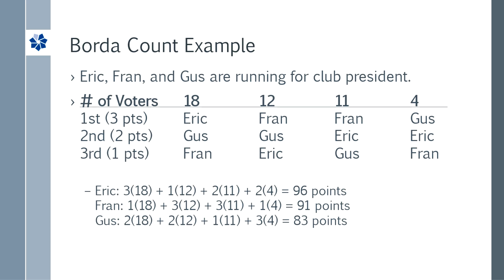Eric received 3 points for each of those 18 first place votes in the first column. He received 1 point for those 12 last place votes. He got 2 points for each of those 11 second place votes, and from the last column he gets 2 points for each of those 4 second place votes. If you have to, grab your calculator. 3 times 18 plus 1 times 12 plus 2 times 11 plus 2 times 4 is 96 points for Eric. Similarly, Fran earns 91 points and Gus earns 83 points. When you total it all up, Eric has the most points, so Eric is the winner.